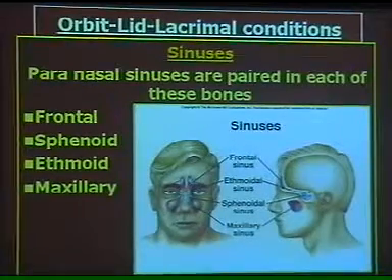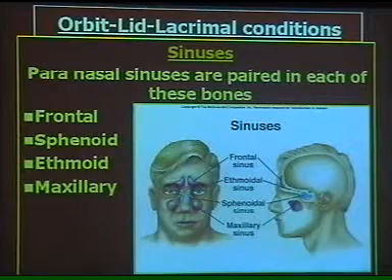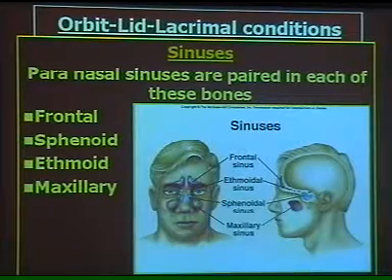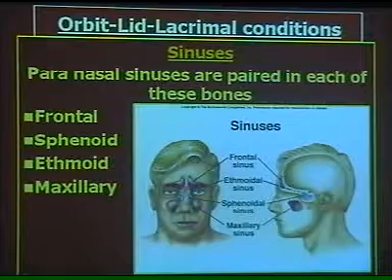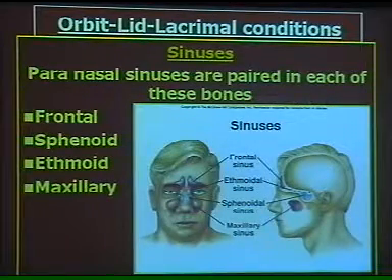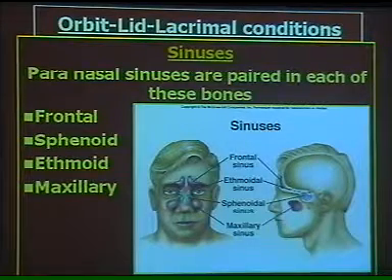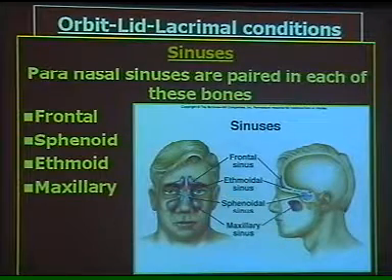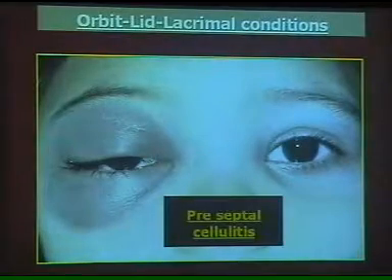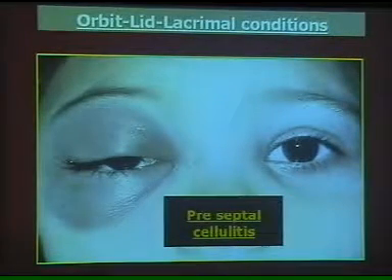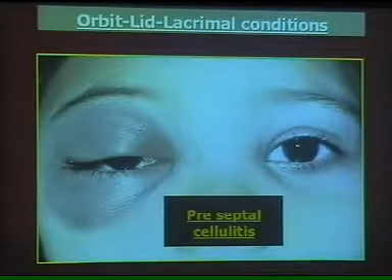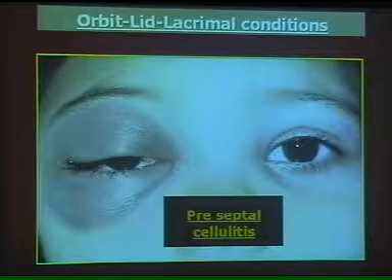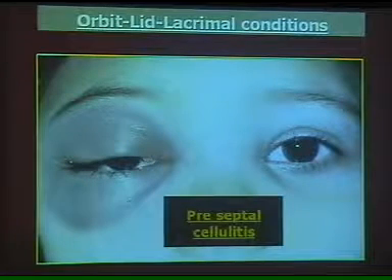Now, around the orbit there are sinuses. Now, sinus disease is very common. For one reason or the other, this sinus disease is increasing day by day, and they are very intimately and closely related to the orbit. So, sinus disease can affect the orbit, and there are four sinuses, as you can see, the frontal, the ethmoid, sphenoid, and the maxillary sinus. Now, at times the sinus disease could be presented as orbital disease. The common orbital inflammation that we see in the clinical practice are pre-septal cellulitis or orbital cellulitis.